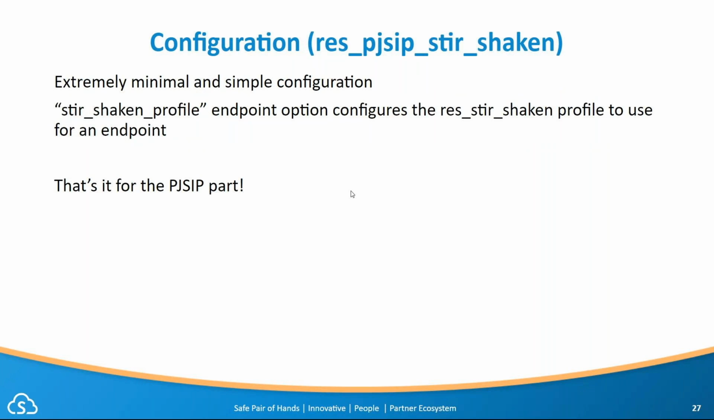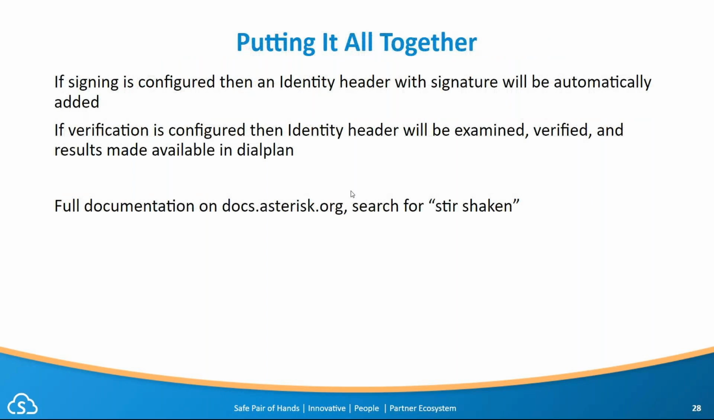From the PJSIP perspective, it's extremely minimal and simple. It's one line on an endpoint, which is just stir_shaken_profile. And that specifies, as you might expect, the STIR/SHAKEN profile to use for an endpoint. And that's it for PJSIP. So putting it all together, if signing is configured, then an identity header with signature will be automatically added. If verification is configured, then the identity header will be examined, verified, and results made available in the dial plan. As well, I highly suggest, if you're looking at this stuff, to look at the full documentation on docs.asterisk.org, and you can find it by searching for STIR/SHAKEN. It'll be the first result.